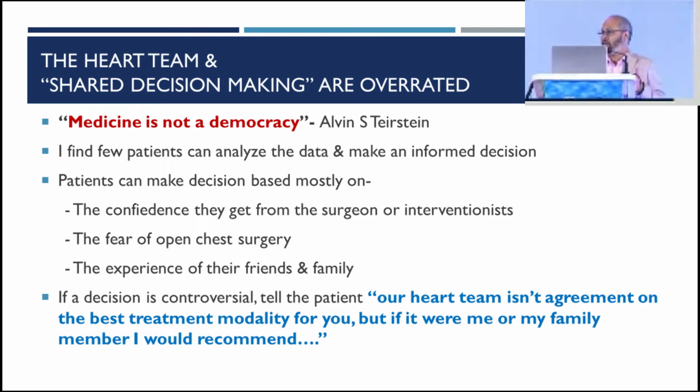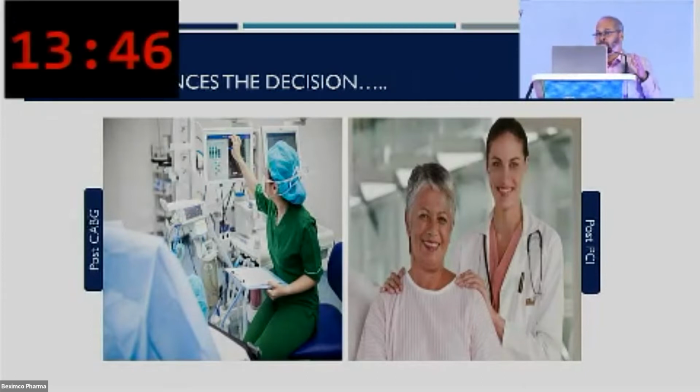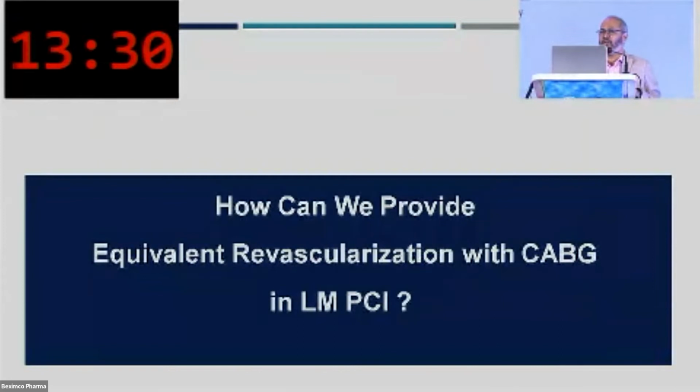If you take the decision that distal left main bifurcation disease should be treated by PCI, then you have to optimize. This is also a wonderful picture that influences the decision. After CABG, on the post-operative day, you need multiple supports, but on the first post-PCI day, the patient is almost ready to go home. So that may also influence the decision-making process. But whatever decision we take, our main target is how to provide outcomes equivalent to CABG in left main PCI. Of course, we should try to get maximum benefit for our patient.